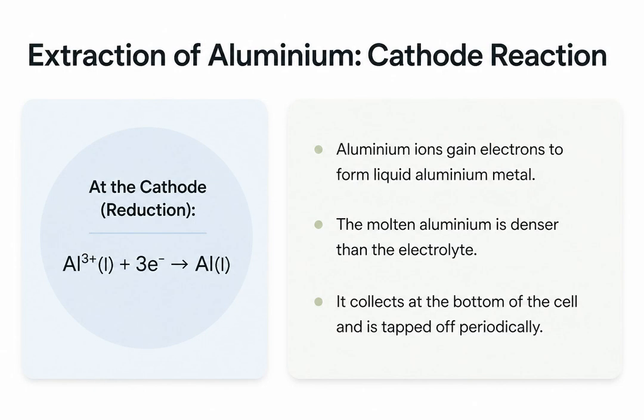Let's break down the chemistry happening at the electrodes, starting with the cathode. The graphite lining of the tank serves as the negative electrode. Here, the positively charged aluminum ions in the molten mixture are attracted to the cathode. They undergo reduction, meaning each aluminum ion gains 3 electrons to form neutral, liquid aluminum metal. Because this molten aluminum is denser than the cryolite aluminum mixture, it sinks and collects at the bottom of the cell. From there, it can be conveniently tapped off periodically through an outlet without interrupting the continuous electrolysis process.